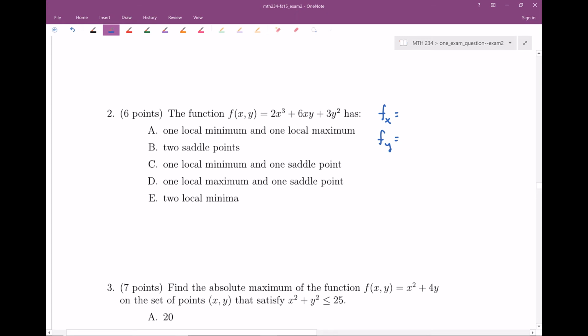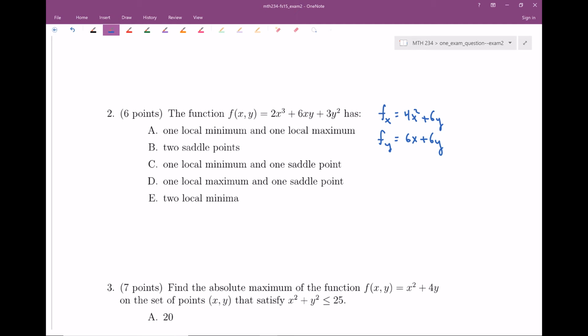If I take the x derivative, it looks like I get 4x squared plus 6y. And if I take a derivative with respect to y, I get 6x plus 6y. Remember, for critical points I'm looking for where one of these is undefined. Well, in this case there's no division, no square roots, so the only hope for critical points is when both of them are equal to 0.